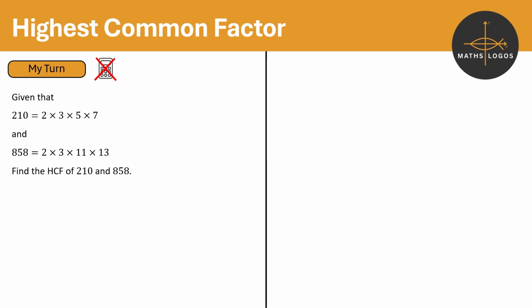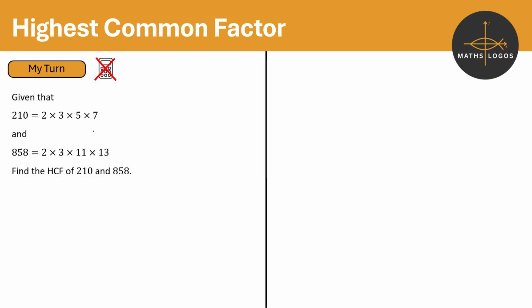All right, our next example says, given that 210 is equal to 2 multiplied by 3 multiplied by 5 multiplied by 7, and 858 is equal to 2 multiplied by 3 multiplied by 11 multiplied by 13, find the highest common factor of 210 and 858. Both of these numbers are in what's called prime factorized form. They're split into their prime factors.